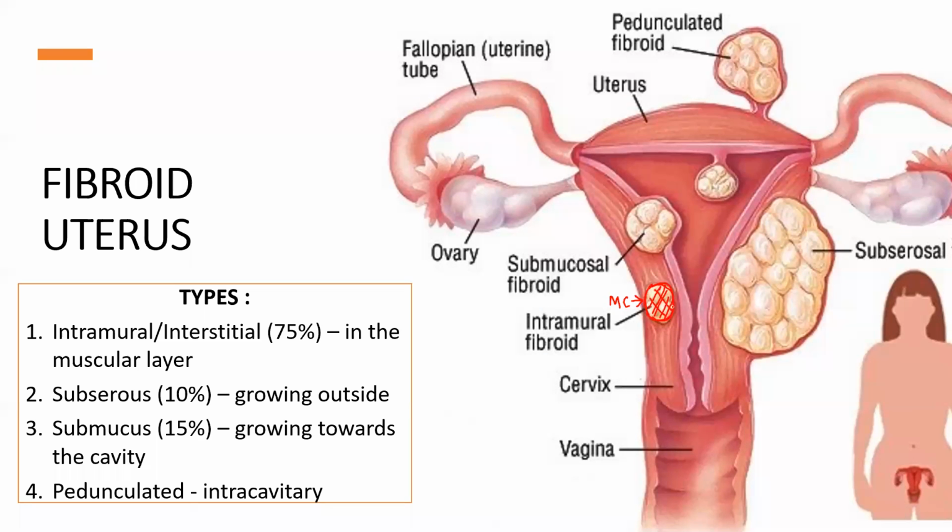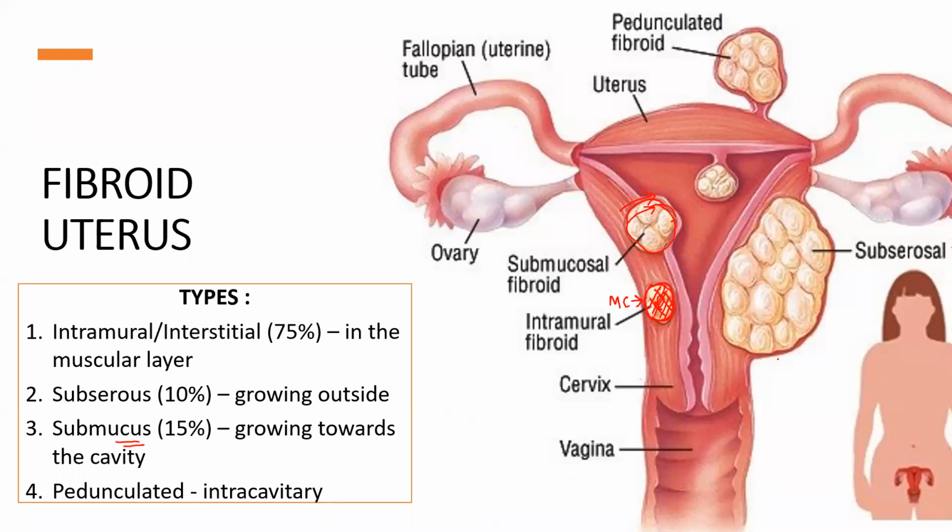If this intramural one grows towards the uterine cavity, see, this is going towards the uterine cavity, so this is known as a submucosal fibroid. So if the intramural fibroid grows towards the uterine cavity, we call it a submucosal fibroid.